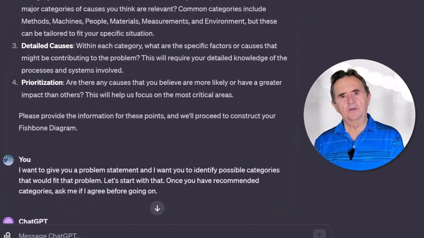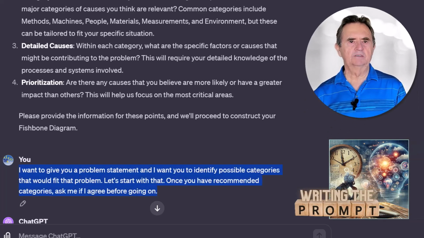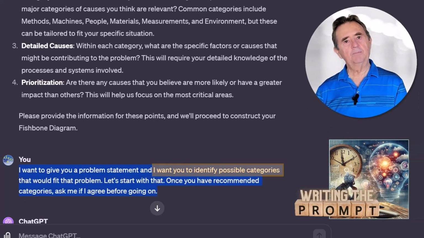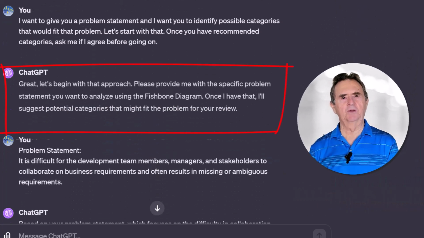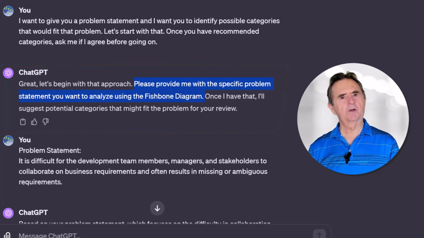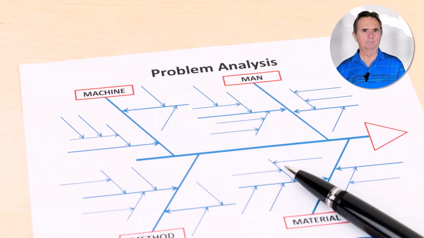Finally, now that I think we understand each other, I explain that I want to give it a problem statement and I want it to identify possible categories. ChatGPT graciously accepts my requests and asks for the specific problem statement I want analyzed. That gets us to the step-by-step approach for creating a fishbone diagram.